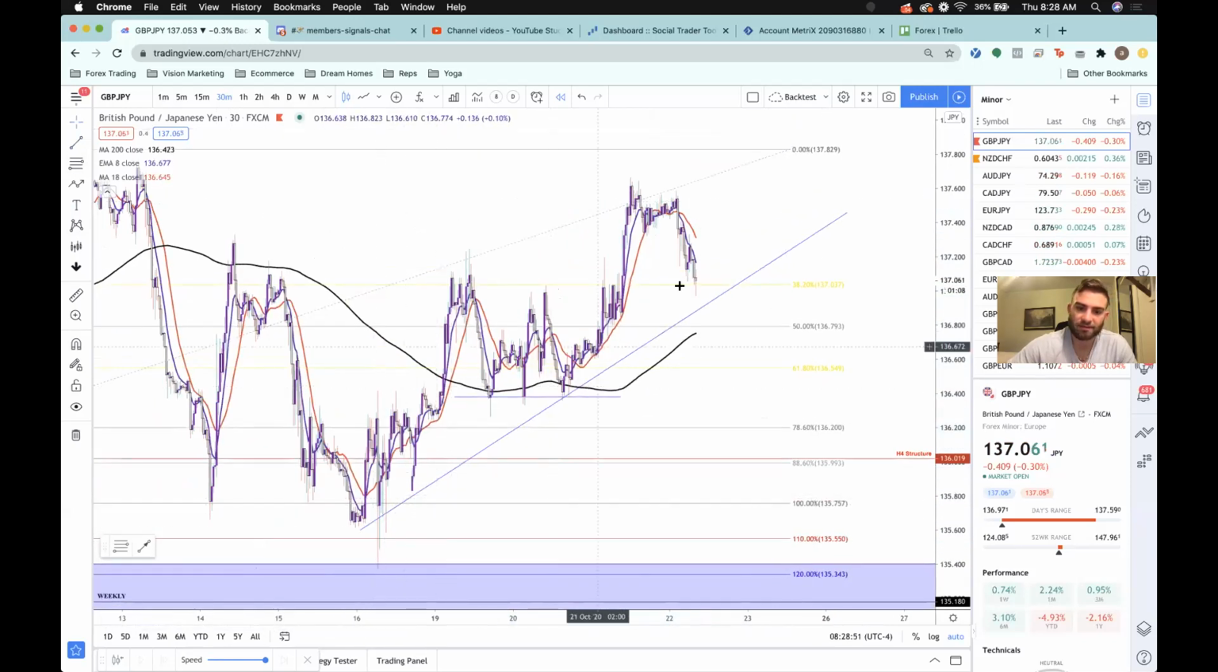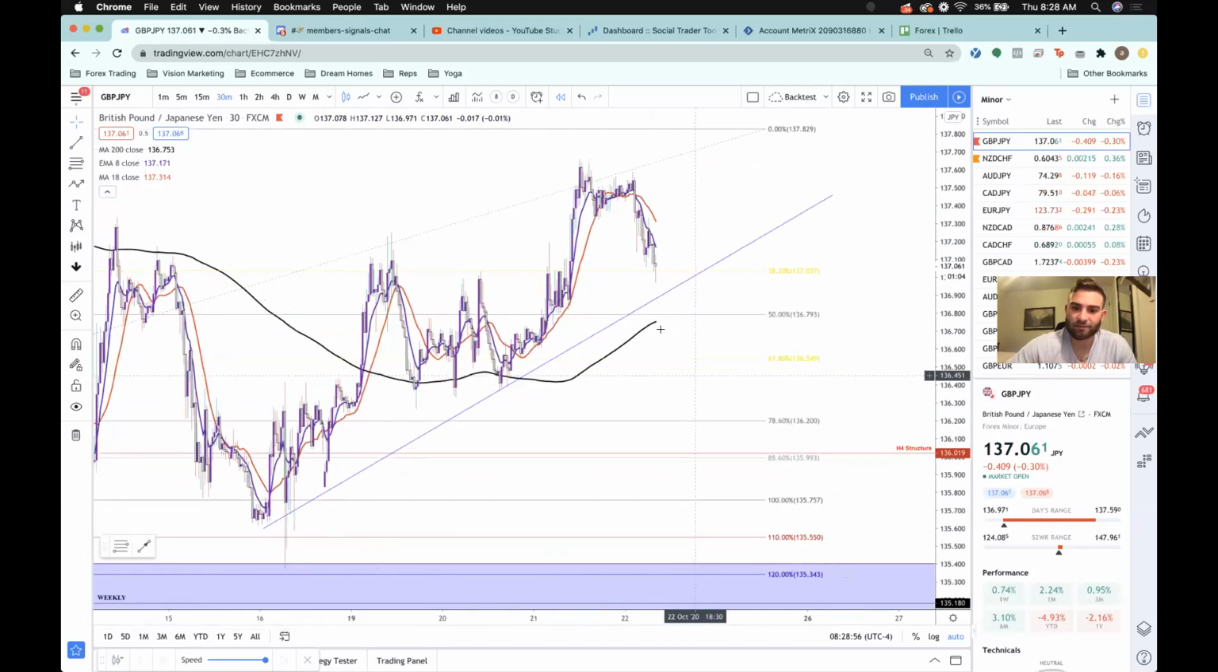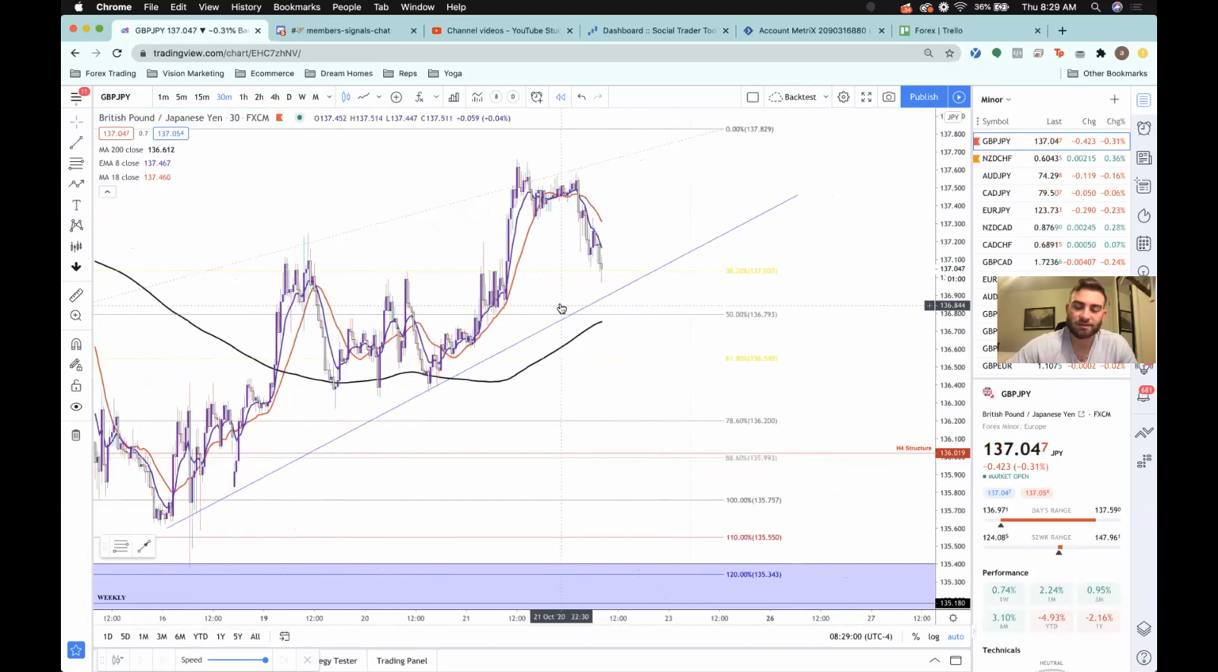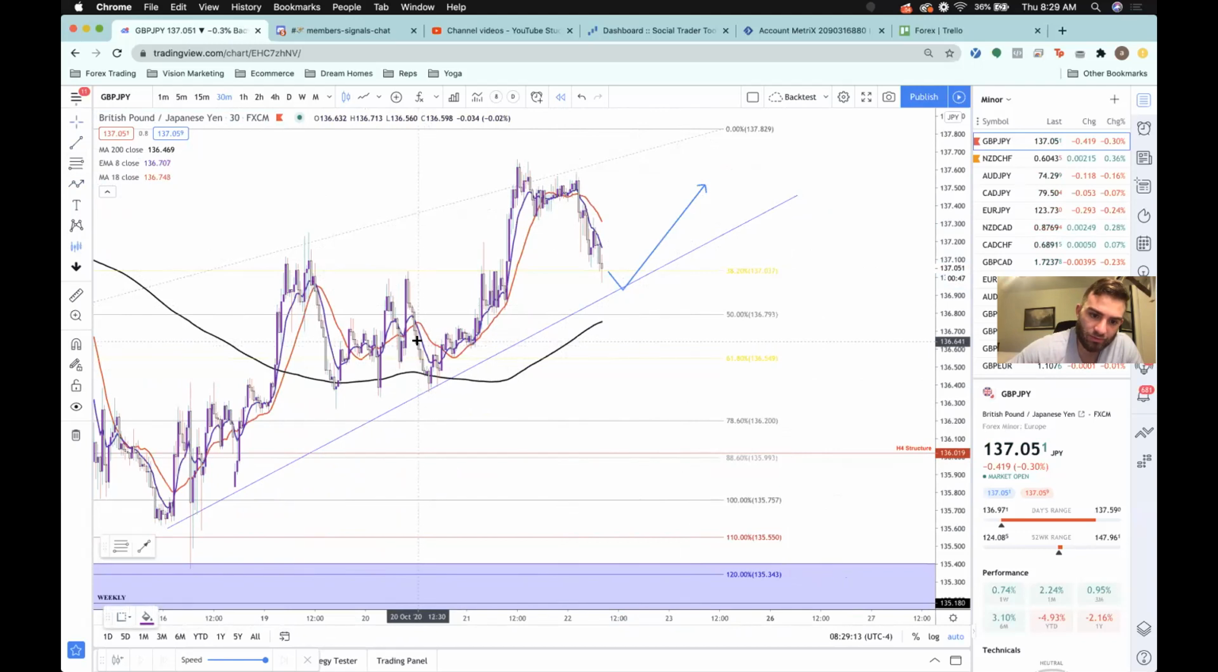So this has been respected. We got point A here, point B right here. Delete that. We got the 200-day here, got 38.2 right here. And pretty much, guys, what I'm looking for is if we get some sort of bullish variation through these moving averages. So if we find support here and we start to push up, very similar to this.